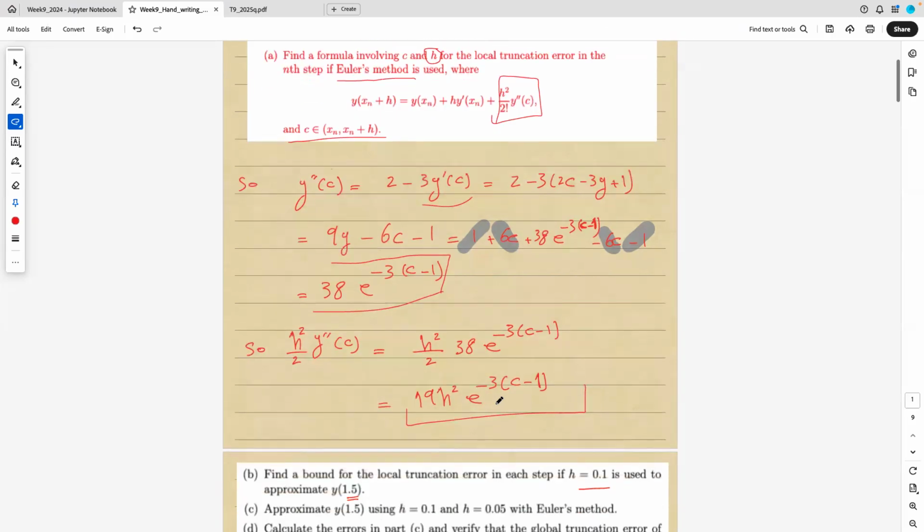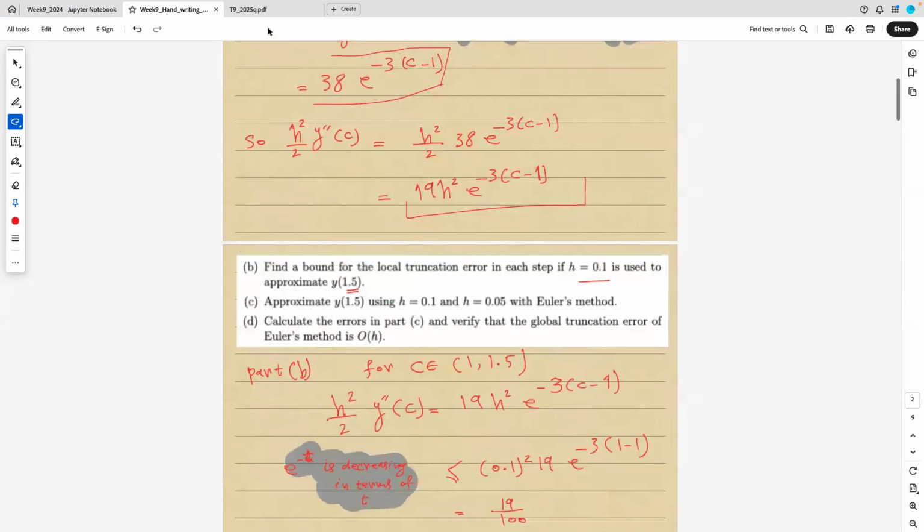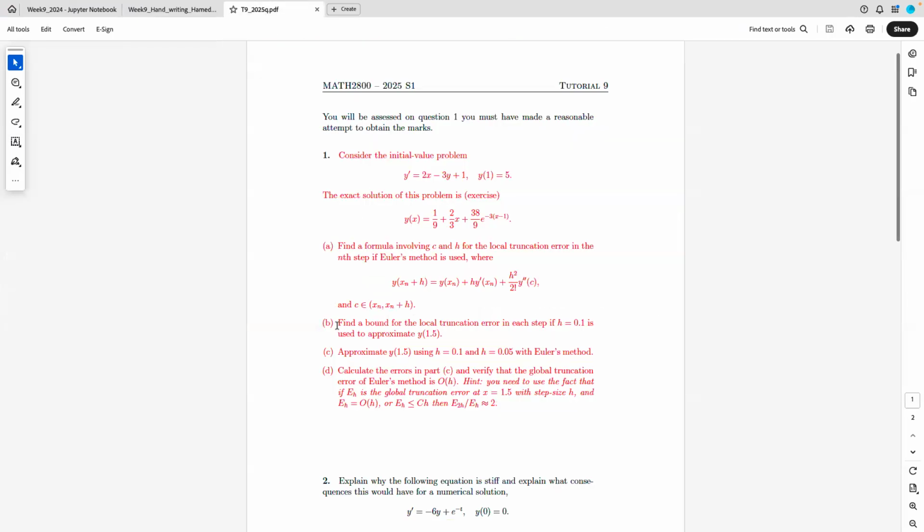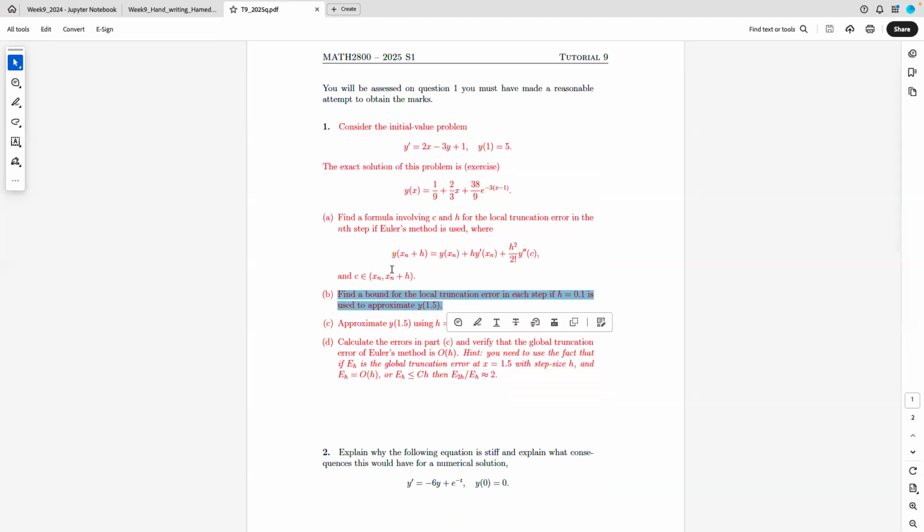Okay, now let's go for part B. Part B is here. It says to find a bound for the local truncation in each step if h is 1/10, if a step size of 1/10 is used to approximate y of 1.5.